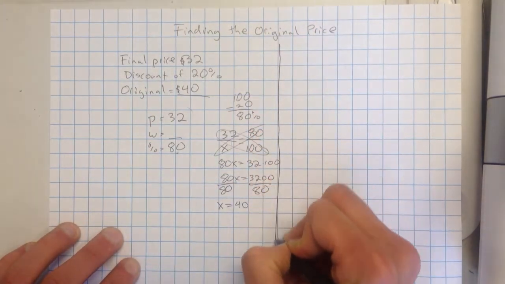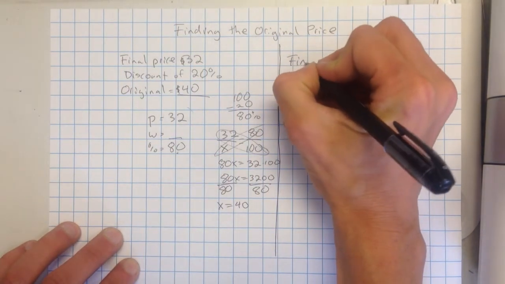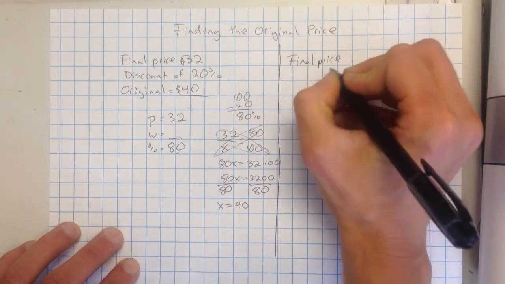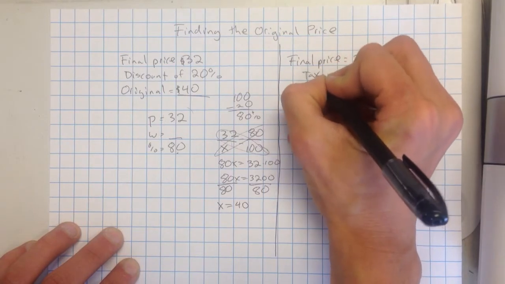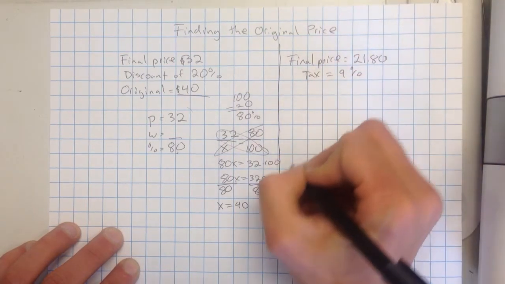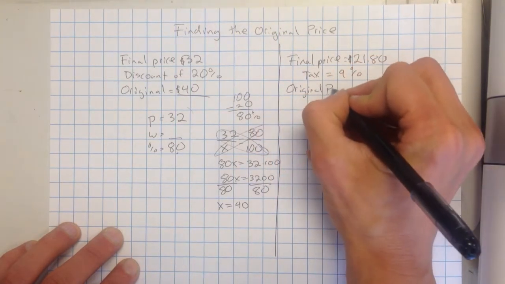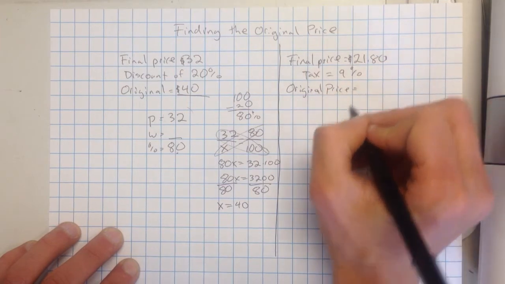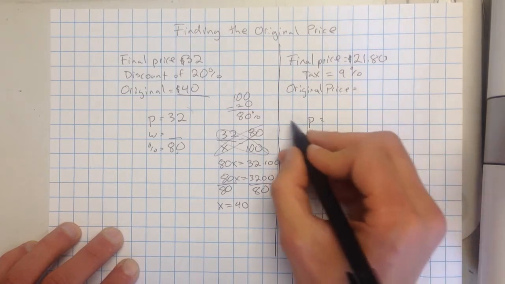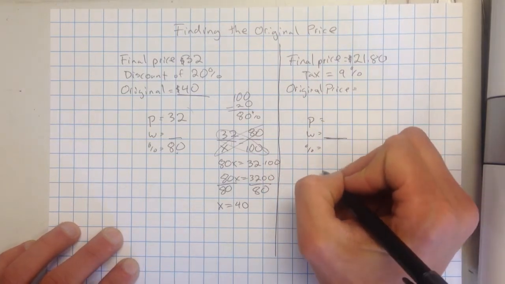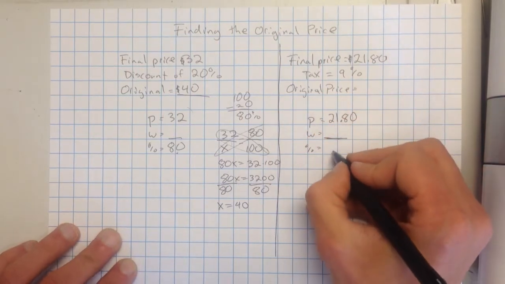Then that leaves us with a final option, which is if you have tax. Let's say you have a final price of $21.80, and you know that the tax was 9%, and you want to find out, well, what was the original price? What did it cost before the tax came in? We're going to do the same thing: part, whole, percent. Whole is that original price. That's what I'm trying to find. The part is what I paid. That's $21.80. That leaves me with the percent.